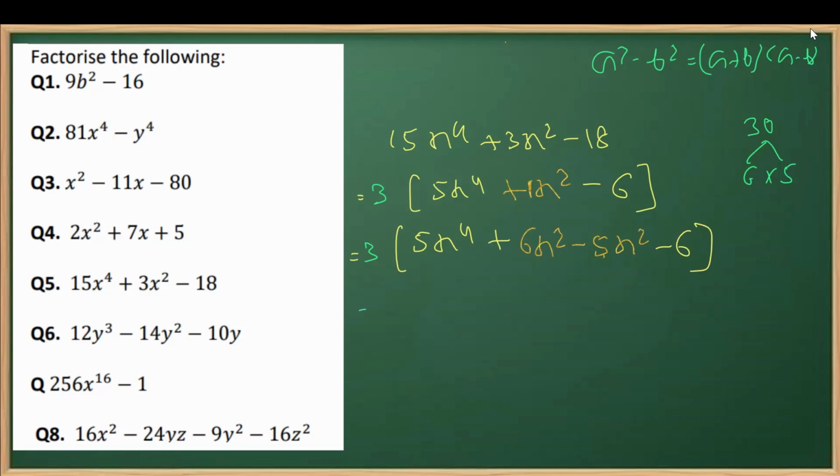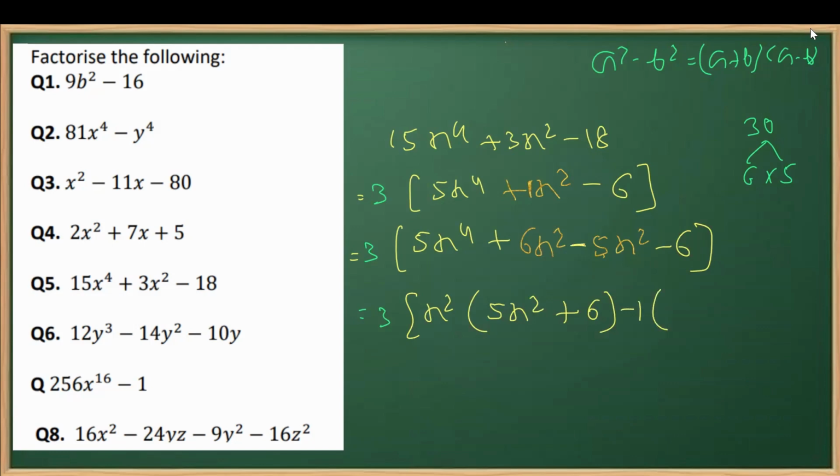Now, continuing in the same manner, we are going to take common from the first two terms. I can see that we can take x square as common, right? On taking x square as common, we are left with 5 times x square. One more time. Since we have taken x square common from here, dividing this by x square should give you 5x square. And dividing this by x square, we are left with only 6. From the last two terms, nothing is common, so that means minus 1.